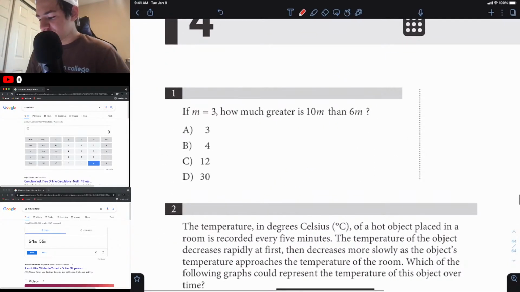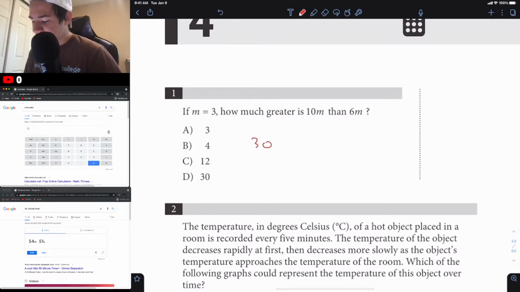m equals 3. How much greater is 10m than 6m? Well, 10m is going to be 30 because that's 30 times 3. And then 6m is going to be 18. So it's 12 greater.